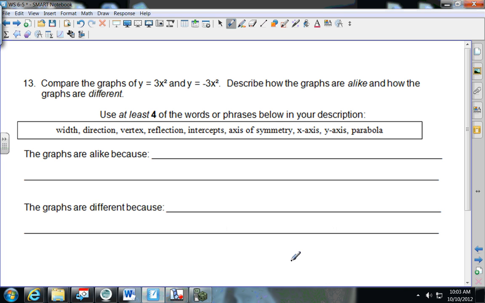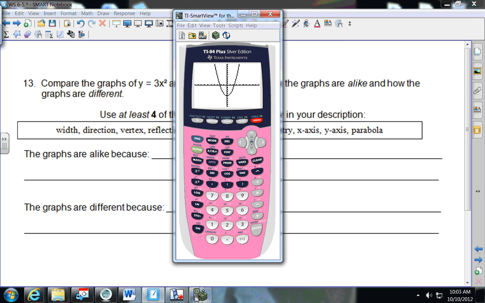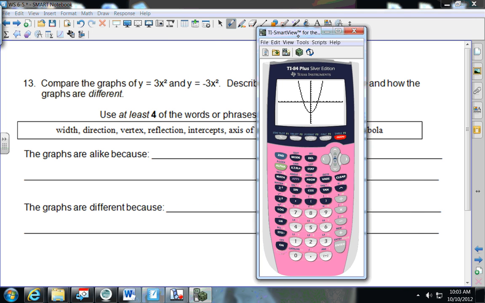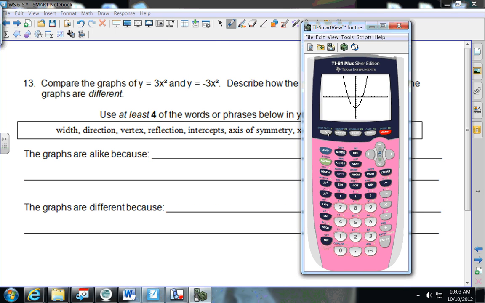Okay, on number 13, it says compare the graphs of 3x squared and negative 3x squared. Describe how the graphs are alike and how they are different. Well, I'm going to go on the calculator. I'm going to put 3x squared.